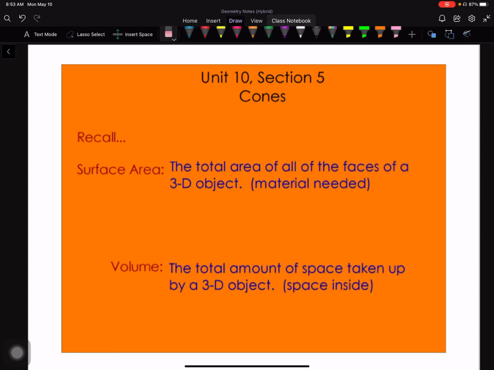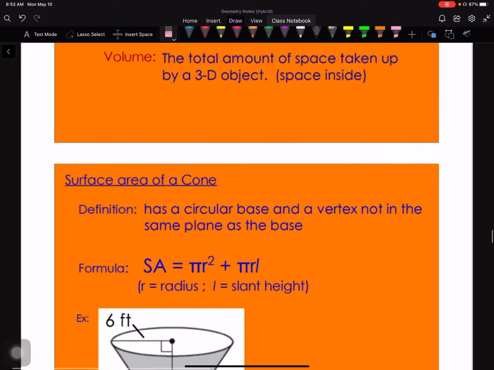All right, on to section 5 of unit 10. This section is all about cones, of course, surface area and volume. So recall again that surface area is the area of all the faces of this three-dimensional object, and then the volume is the amount of space this 3D object takes up.